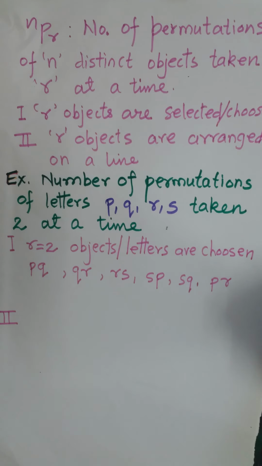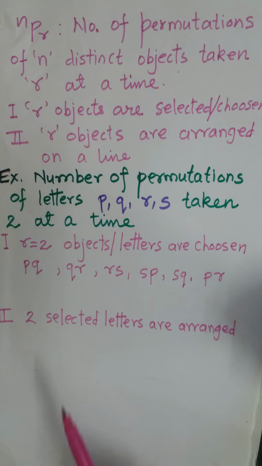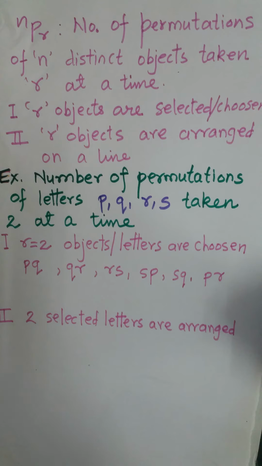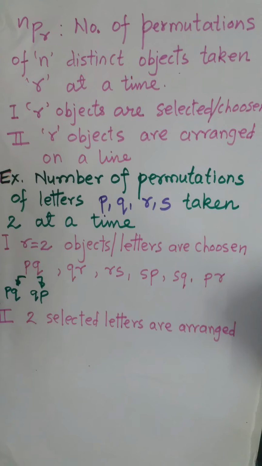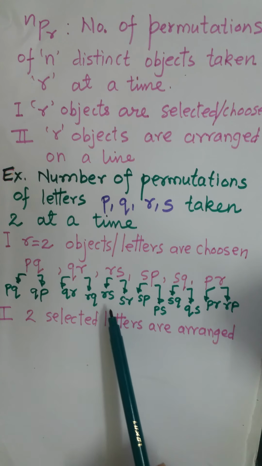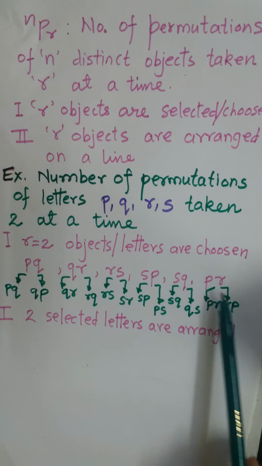Now what's the second step? R objects are arranged on a line. So these two objects are arranged. How many such possibilities do we have? The two selected letters are now arranged. PQ can be arranged as PQ or QP. Similarly, QR can be written as QR, RQ; RS as RS, SR; SP as SP, PS; SQ as SQ, QS; PR as PR, RP.